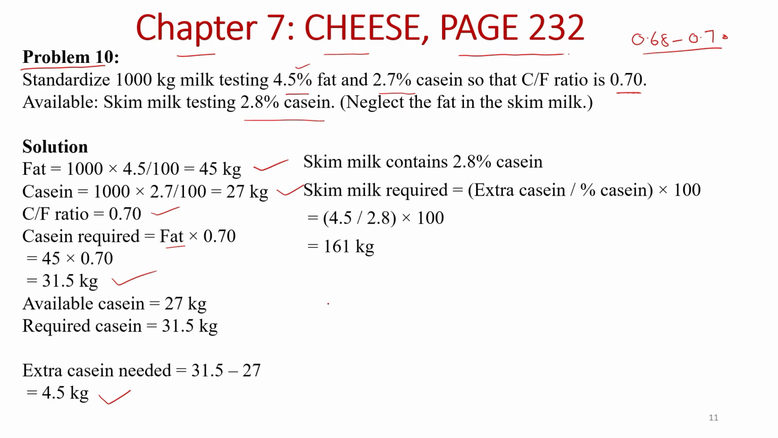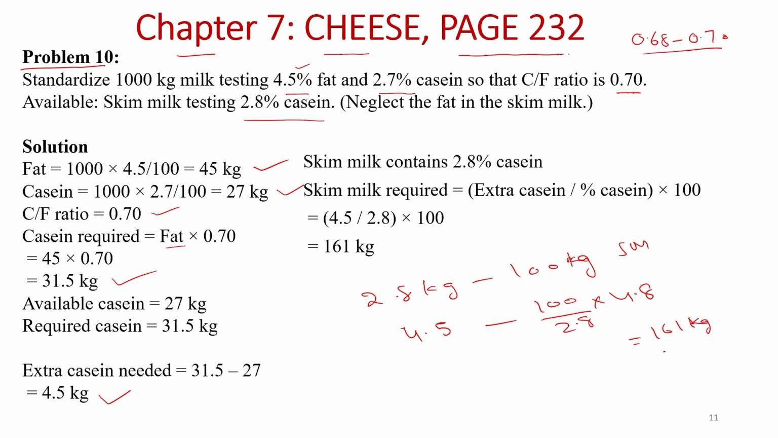And since we are given skim milk testing 2.8% casein, this means that 2.8 kg casein is coming from 100 kg of skim milk, and so 4.5 kg will come from 100 divided by 2.8 into 4.5. This is equal to 161 kg of skim milk required to have total casein as 31.5 kg. Okay, so this way we adjusted the casein to fat ratio.